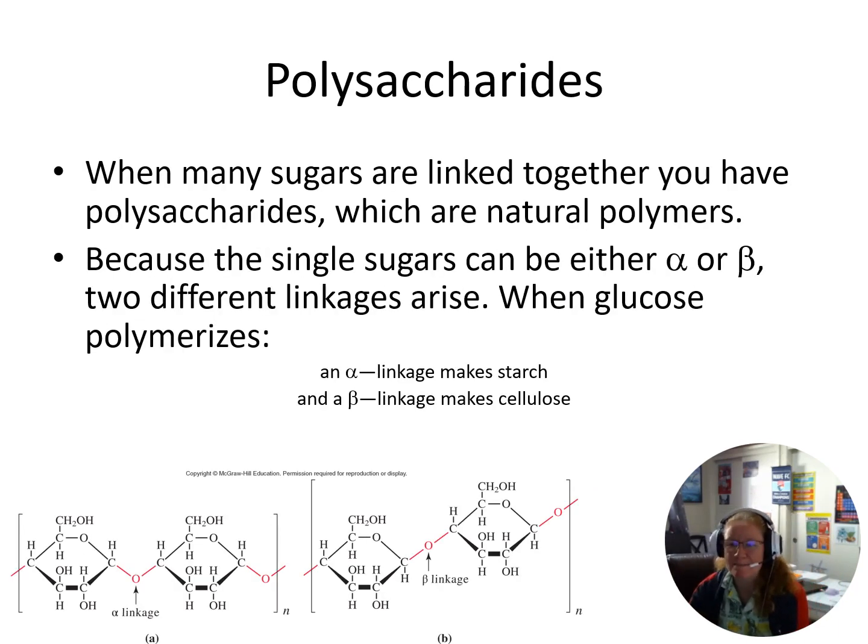And then we have polysaccharides. Poly means many. These are natural polymers, and we can get different linkages. We have alpha and beta rings, and so we can get 2 different kinds of linkages. When we get the polymerization of glucose, that 6-membered ring, if we link off the alpha glucose, we make starch. If we link off the beta glucose, we make cellulose. So the same base can give us 2 different things.